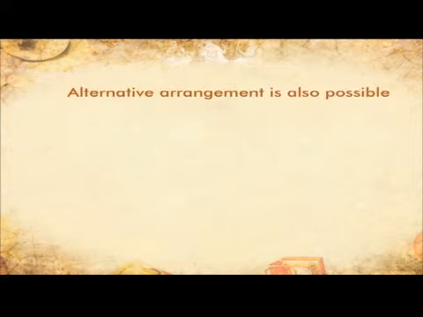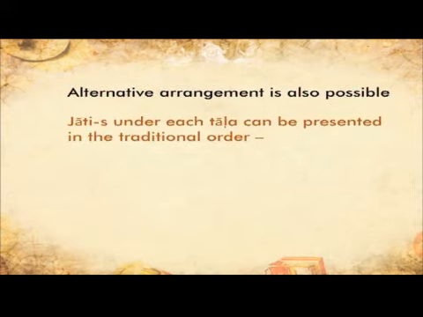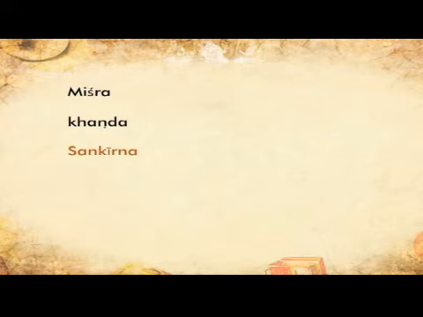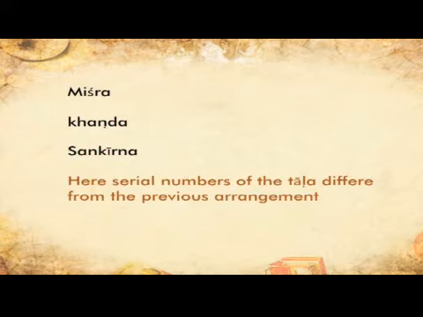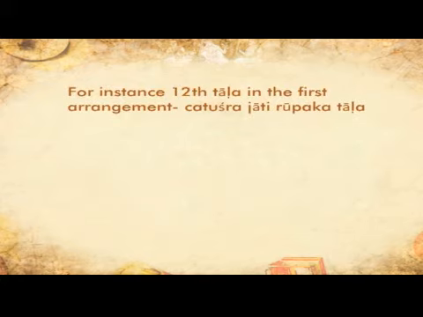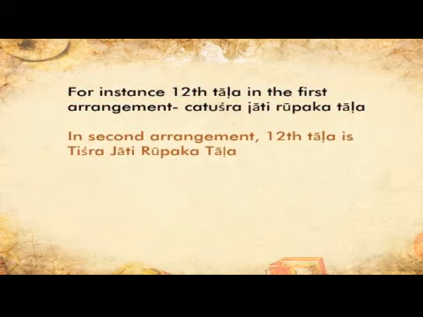It is also possible to think of an alternative arrangement for the 35 talas. The jatis under each tala may be presented in the traditional order of Chatushra, Tishra, Mishra, Khanda and Sankirna. In this arrangement, the serial numbers of the tala will differ from that of the previous arrangement. For instance, the 12th tala in the first arrangement will be the Chatushra Jati Rupaka tala. In the second arrangement, the 12th tala will be the Tishra Jati Rupaka tala and so on.